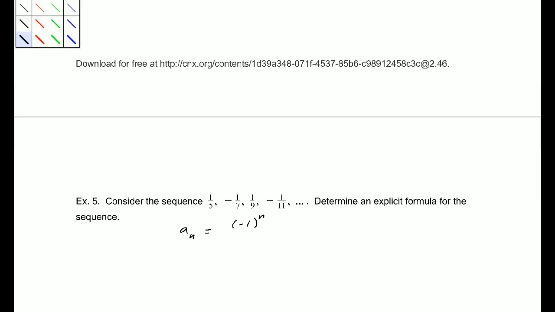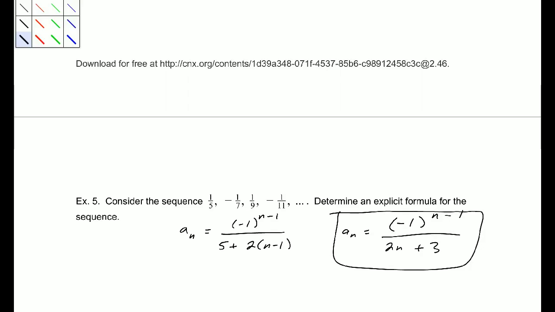Maybe I should make that an n minus 1. Let's try that. If I plug in a value of n equals 1, that is positive. If I plug in a value of 2, that is negative. Okay, so it's alternating back and forth properly. Now the denominator is 5 plus, and it is increasing by 2, so 2 times n minus 1. So let's write that as negative 1 to the n minus 1 over 2n plus 3. That is our explicit formula for that sequence.